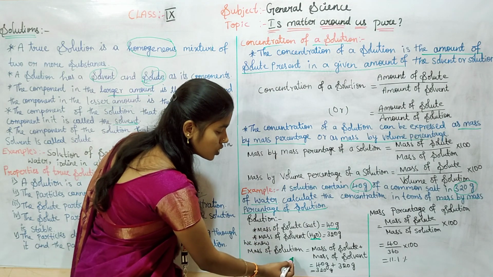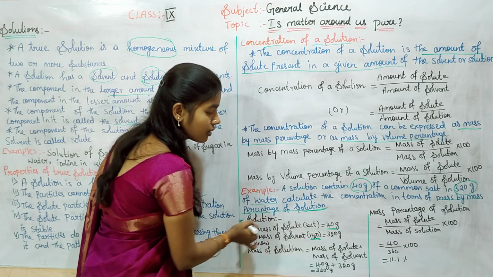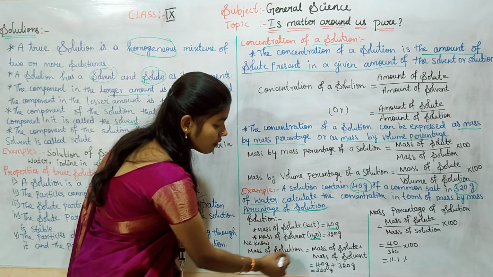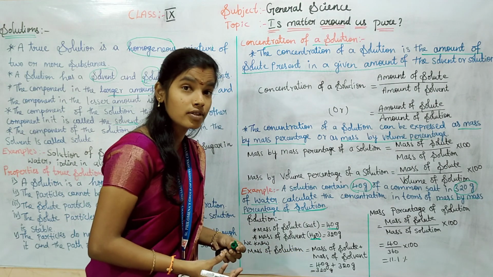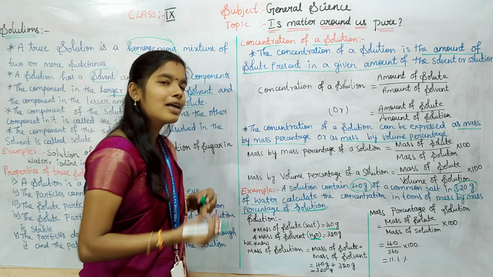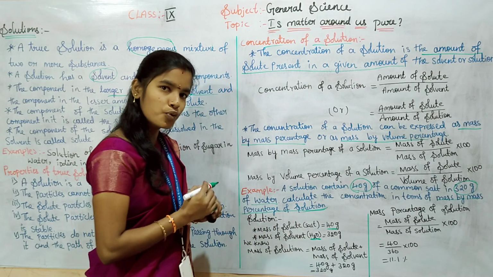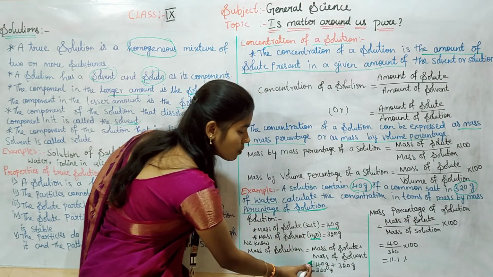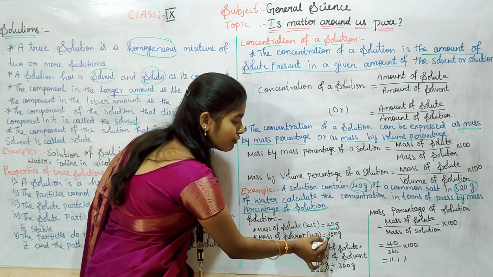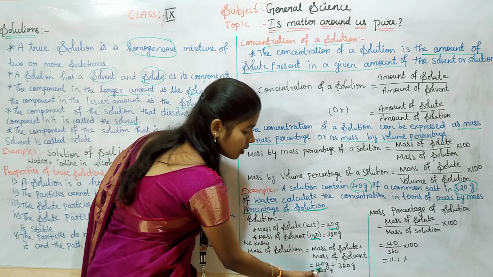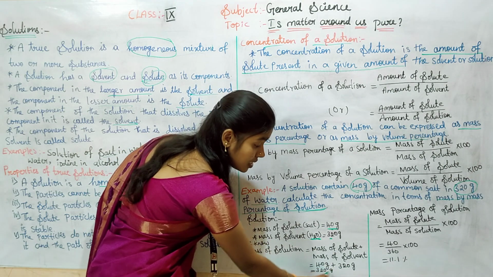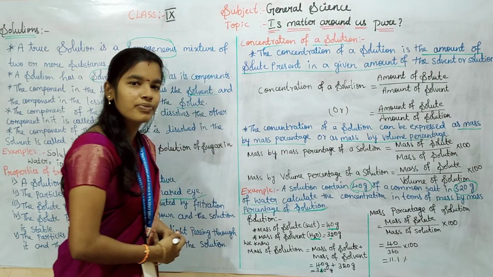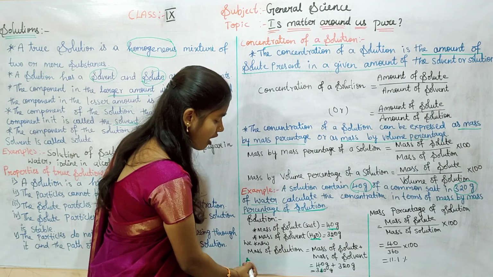Now we want to calculate the mass of the solution. How can we calculate the mass of a solution? Mass of solute plus mass of solvent. Mass of solute is 40, and mass of solvent is 320. So 40 plus 320 is 360. Now we have the mass of solution.